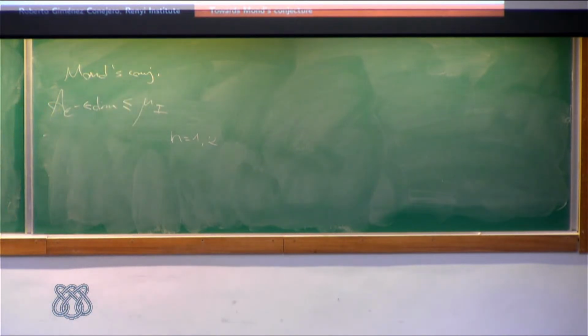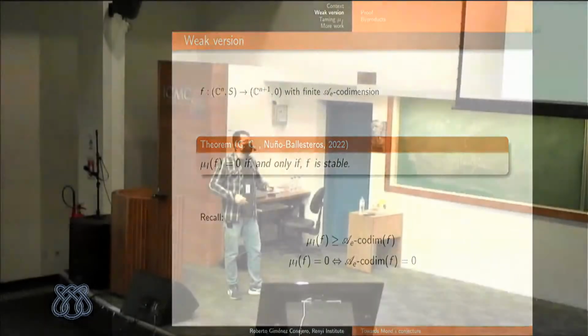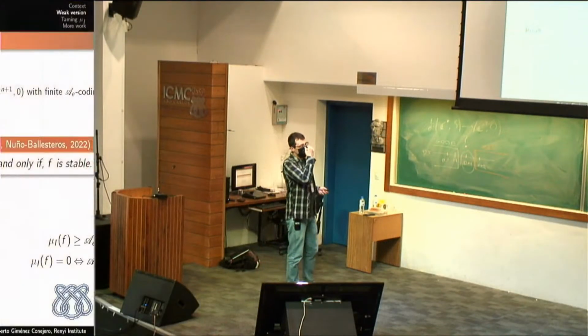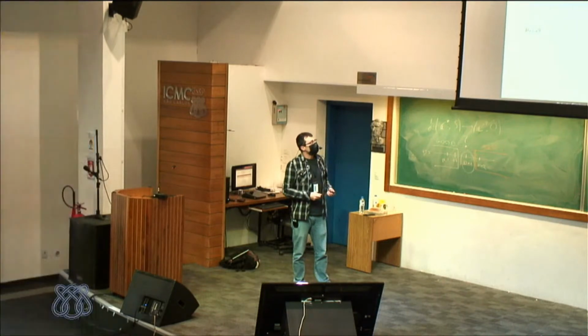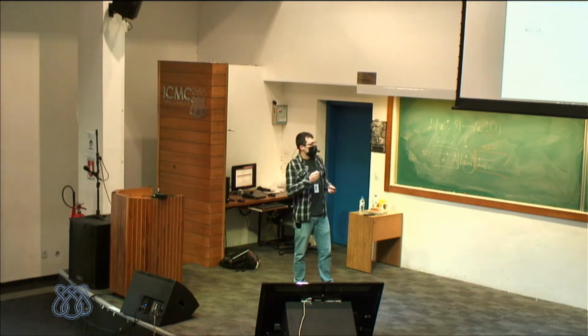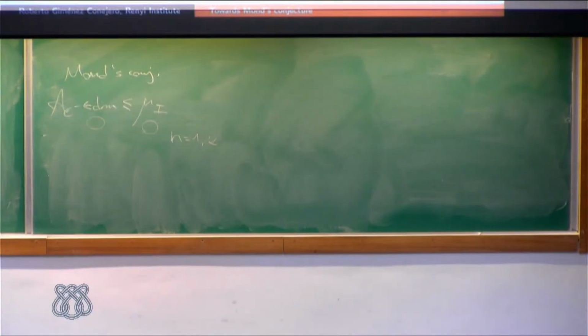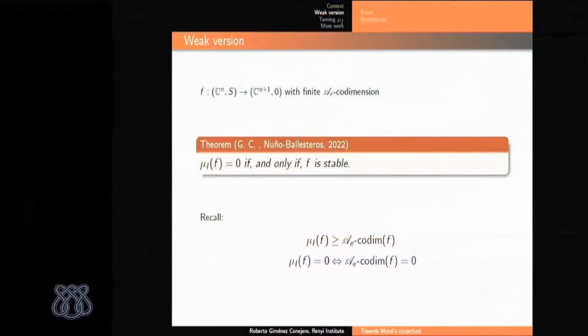So I'm going to deal with a special case of this conjecture that we call the weak version of Mond's conjecture. This is a result that Juanjo Nuño Ballesteros and I proved this year. In the case of map germs from Cn to Cn+1 with finite A-codimension, we prove that this number is 0 if and only if this number is 0. So the inequality holds. For example, in the case of hypersurfaces, this is trivial. If the Milnor fiber doesn't have any sphere, then indeed you have something smooth. So this is something similar to what happens in the hypersurface case.